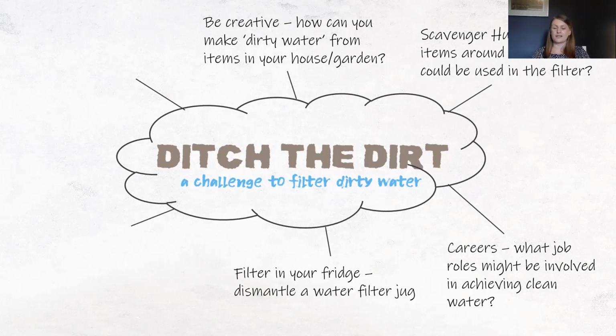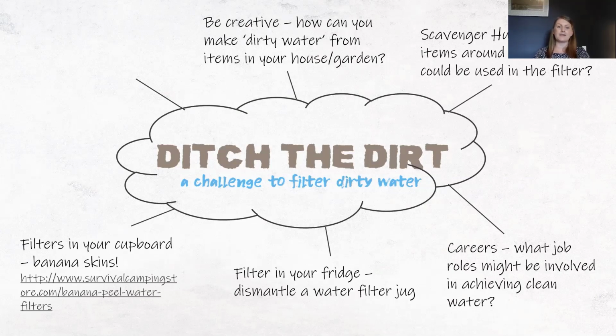Then you've got looking at what's available at home. So things like what filters do you already have? Have you got a water filter in your fridge to filter drinking water? Can you dismantle it and have a look at the components? There's also a lovely activity using banana skins to be able to filter water, which could extend the learning further. And there's a link to the website there. There's also lots of fabulous, more traditional, cross-curricular links. For example, looking at the geography of the location, so Turkana in Kenya, and lots of other fabulous links that can be made there.